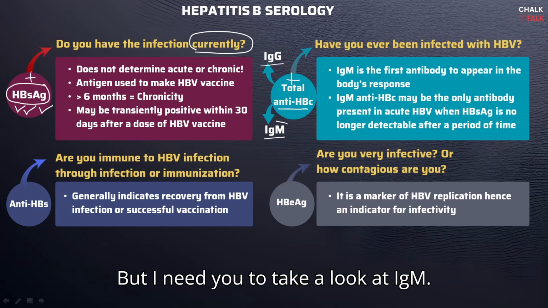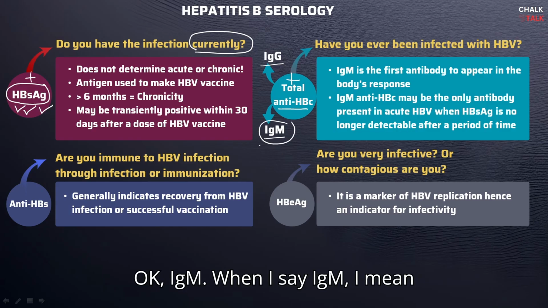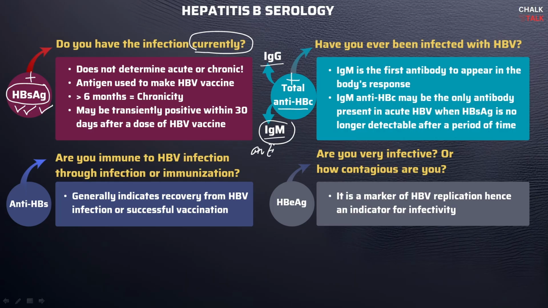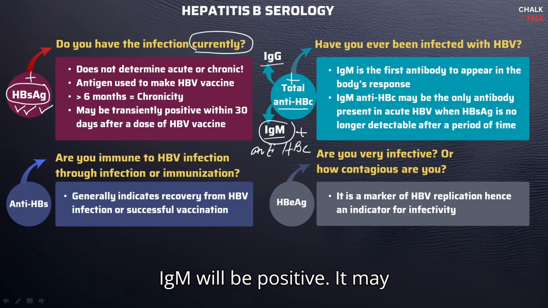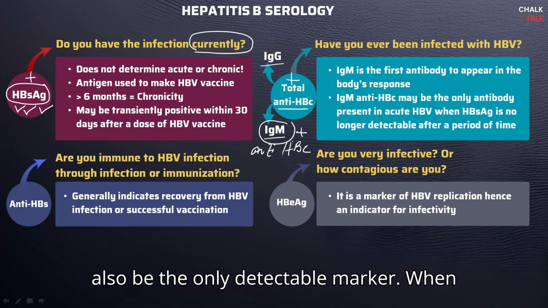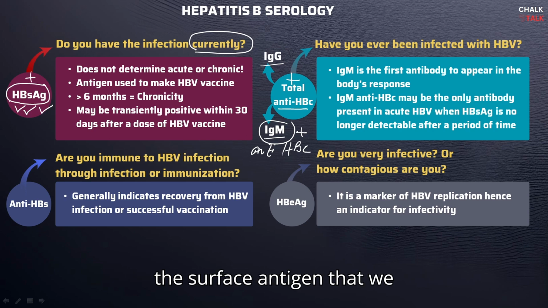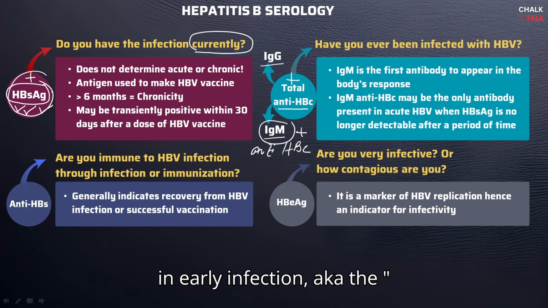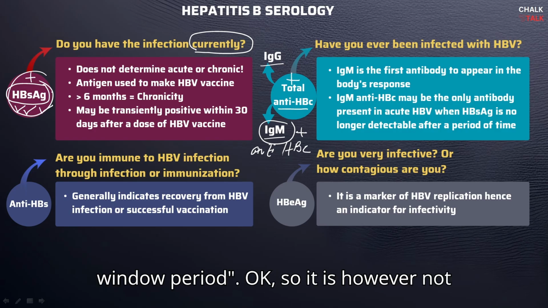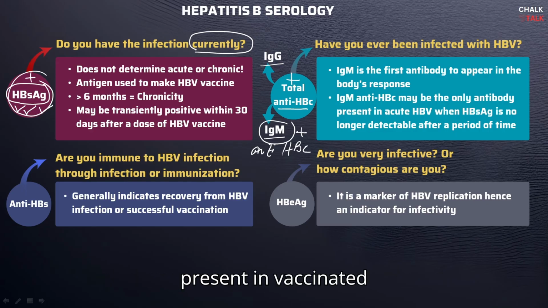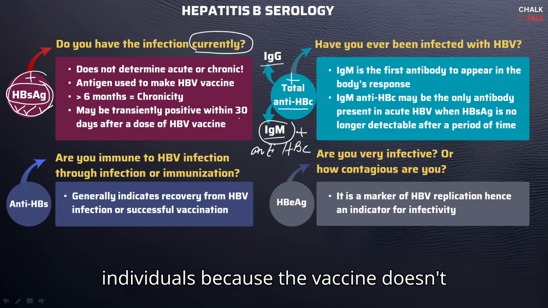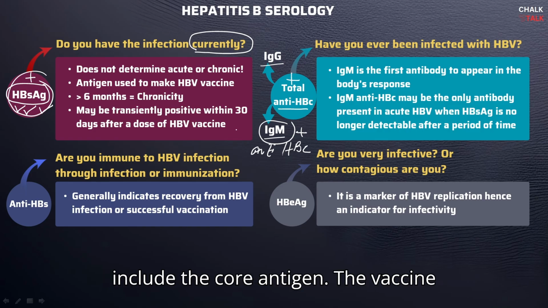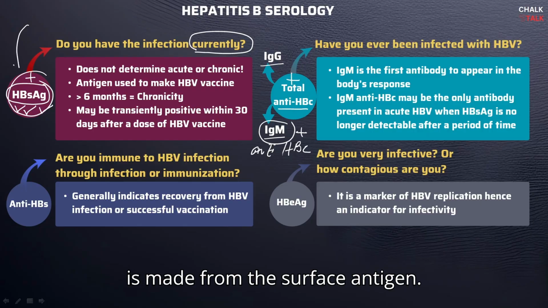But I need you to take a look at IgM. Okay, IgM, when I say IgM, I mean IgM anti-HBc. Okay, which is actually the first to appear in acute infection. In acute infection, IgM will be positive. It may also be the only detectable marker when the surface antigen that we just talked about drops off temporarily in early infection, aka the window period. Okay, it is, however, not present in vaccinated individuals because the vaccine doesn't include the core antigen. The vaccine is made from the surface antigen.